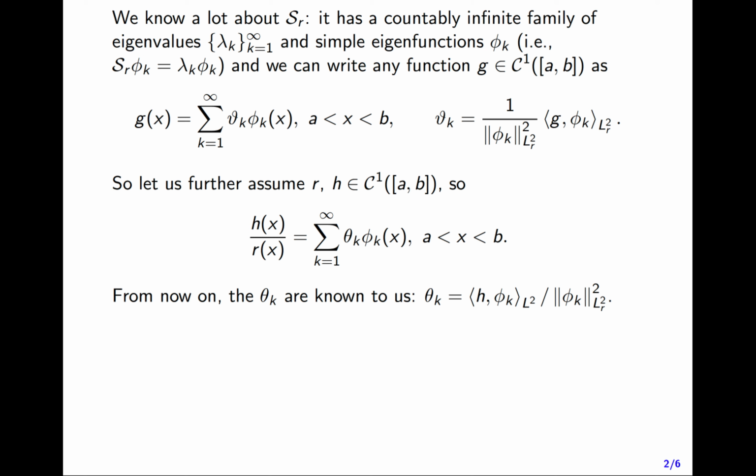Why do we have only the plain L2 norm of h against phi k here in the numerator, not the L2R norm, as I said a moment ago with g? Well, what's the inner product of h divided by r against phi k in the L2R norm? I'll leave you to calculate that yourself, but the r's cancel out.